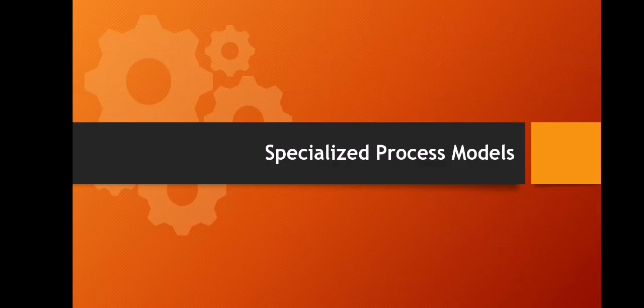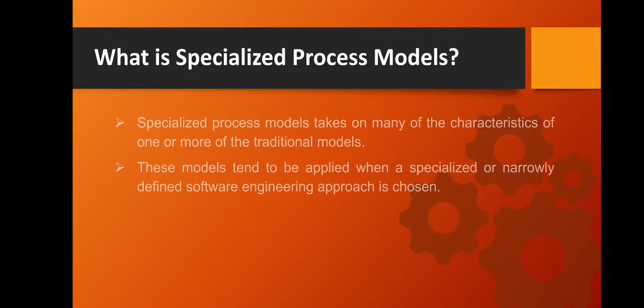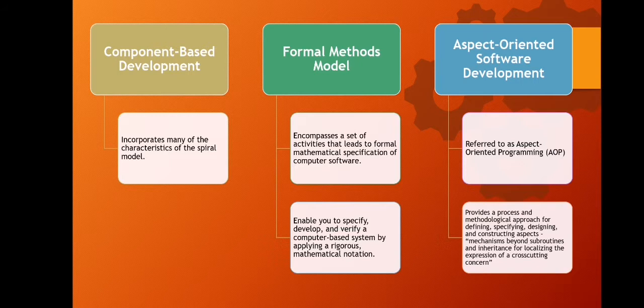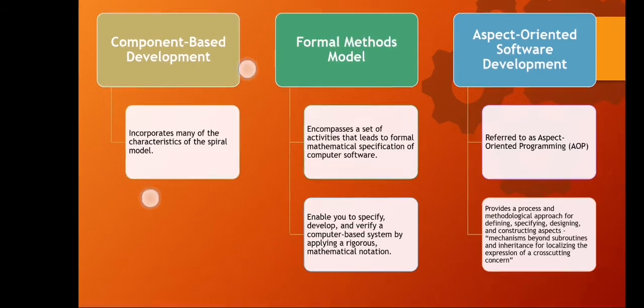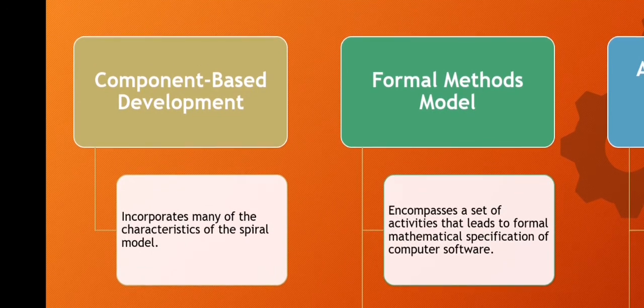We now go to the specialized process model. The specialized process model takes on many of the characteristics of one or more of the traditional models. These models tend to be applied when a specialized or narrowly defined software engineering approach is chosen. So here are the different types of specialized process model. First, we have the component based development. Now, the component based development consists of the following process steps.